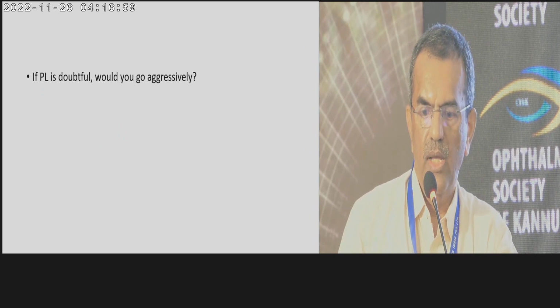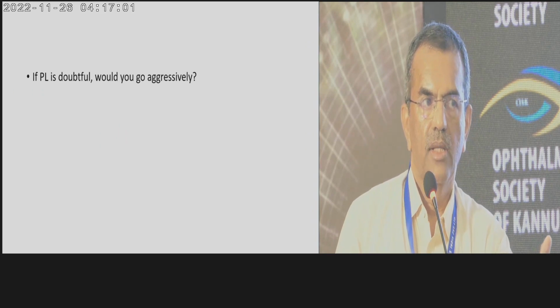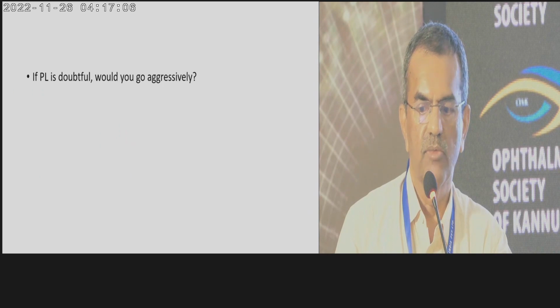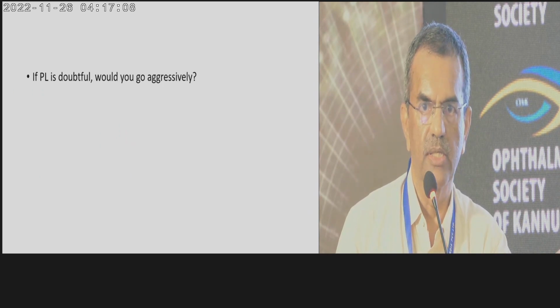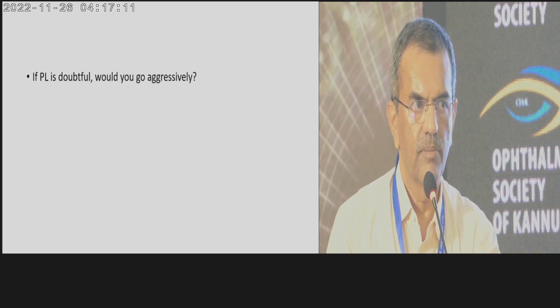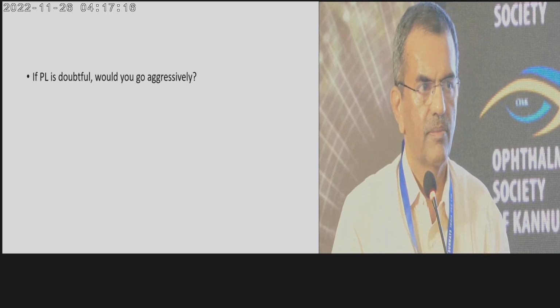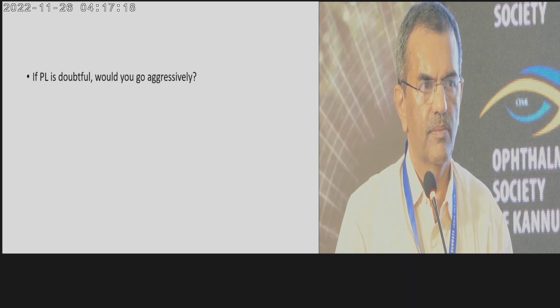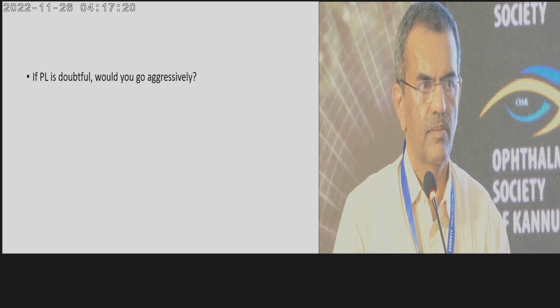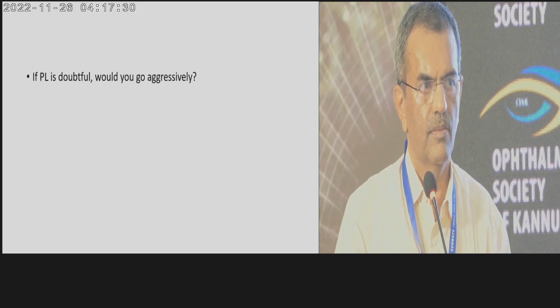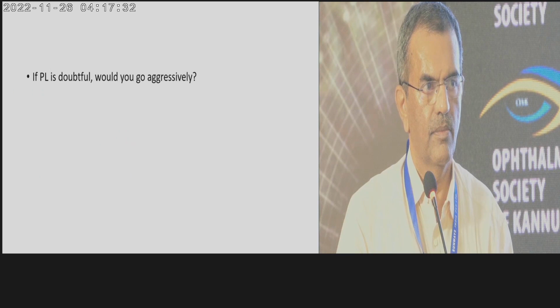Before we conclude, one last question. If there is no PL or PL is doubtful in an established postoperative endophthalmitis, would you go aggressively or would you go for palliative measures? Dr. Divya. Palliative, depends. If you feel there is a slight chance for visual improvement, and if you can do a vitrectomy through the hazy cornea with PL vision, maybe the corneal edema or the infiltrates might be there on the cornea, then depending upon your visualization, you can plan for vitrectomy.